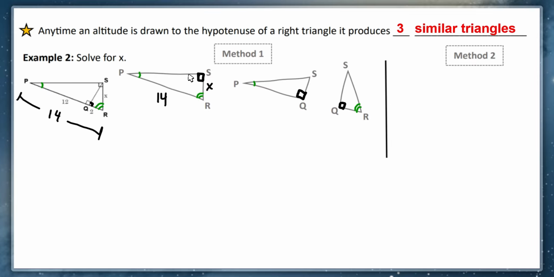And PS, we don't know that for the big triangle. So we move on to the second triangle, the medium triangle. We know that from P to Q, this is 12. And then QS, we don't know. And PS, we don't know. So this is all we can label.